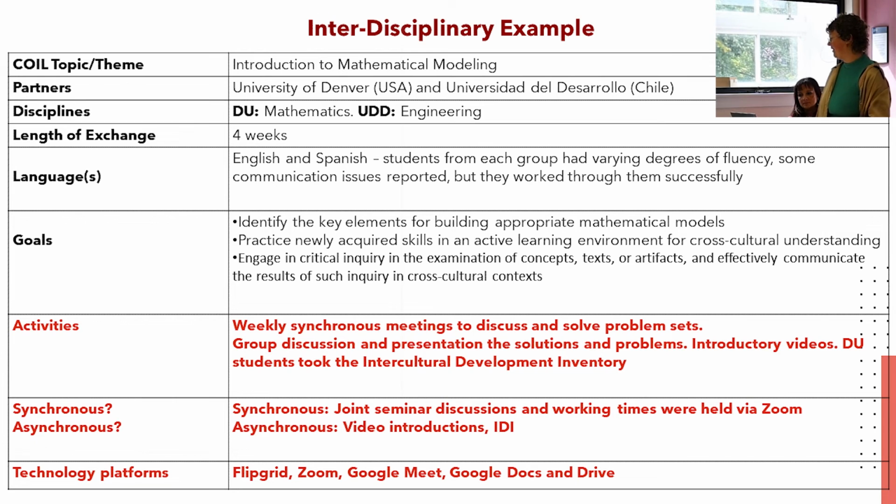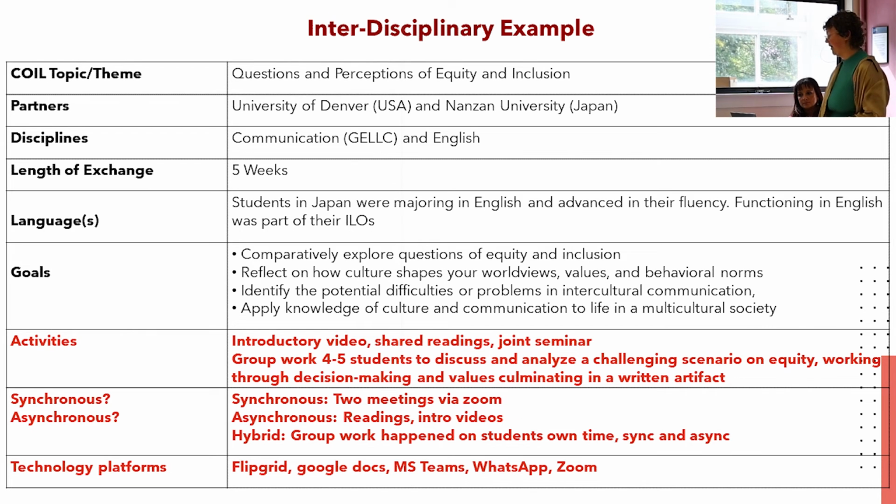The second example here is the University of Denver partnered with a university in Japan. The two disciplines were communication and English, so there are a lot of similarities there. This was 5 weeks long, and the purpose for Japan partnering with the University of Denver was that their students were majoring in learning English, and so this gave them an opportunity to practice those skills, and that was their primary goal with the exchange. The University of Denver was really trying to get their students to interact with folks from different cultures, so their goals looked a little bit different, and had some different learning outcomes, but you can see some of those mentioned here.